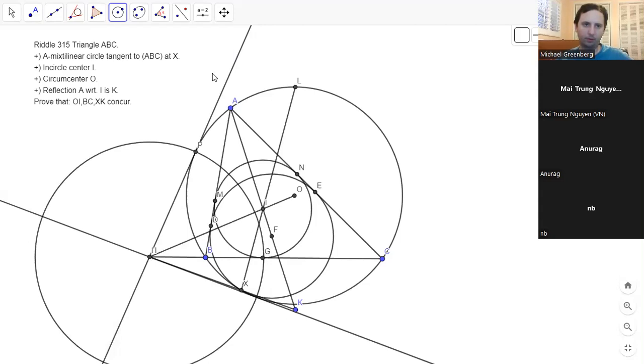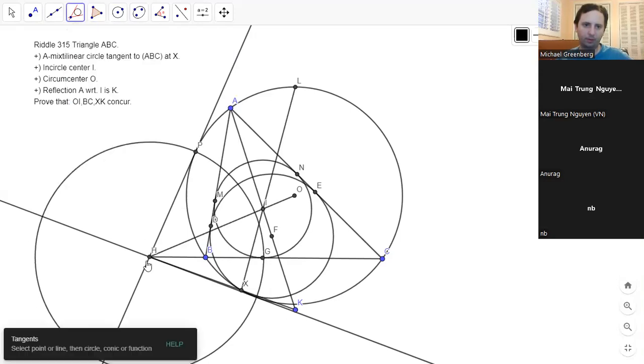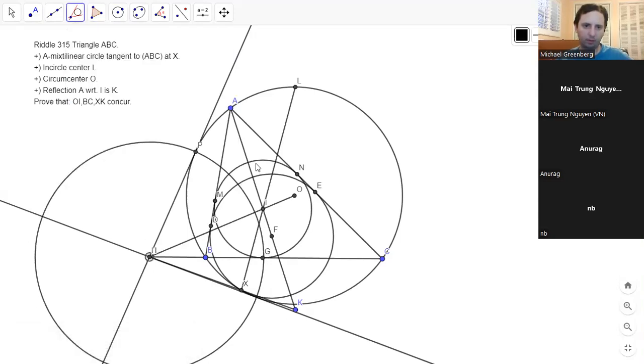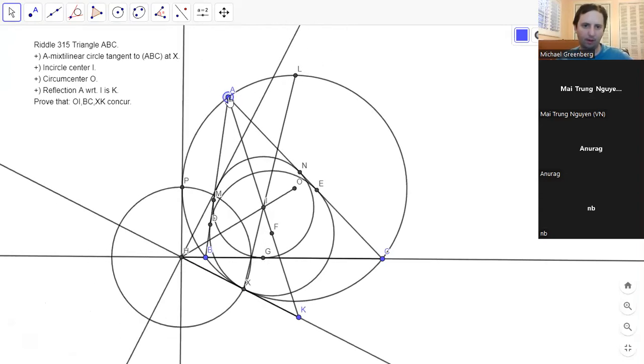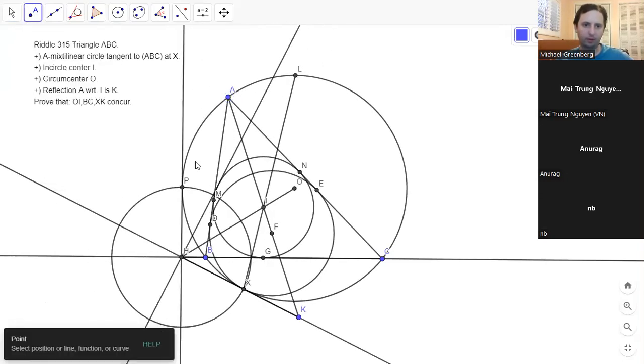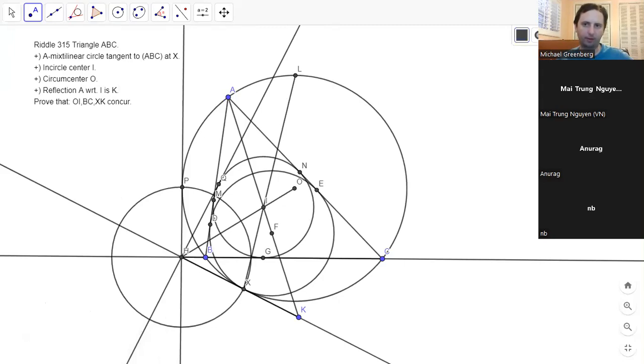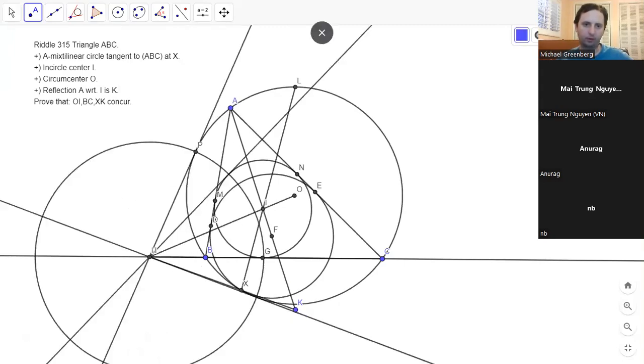I wonder. Yeah, so I think H is on the radical axis of those circles, right? No, it's not. All right, so I'm going to check the lemma that you mentioned and see.